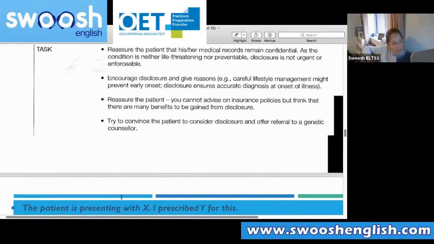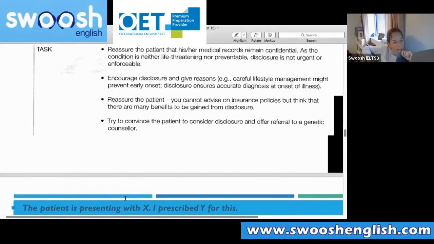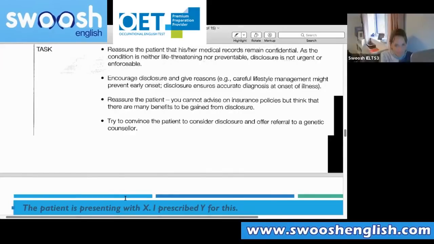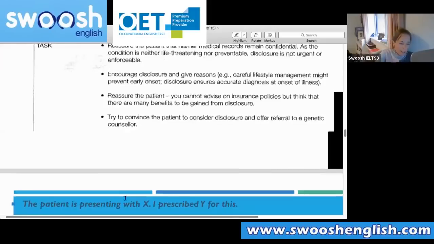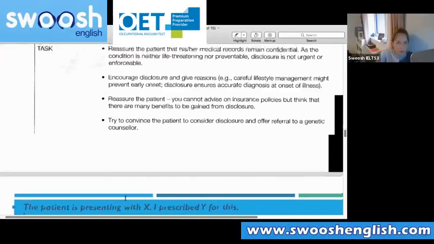Have a look at this. Can you see this sentence? Okay. So, it's 2 sentences, right? Can you join the 2 sentences? The patient is presenting with, for example, any disease for which he was prescribed any drug prescribed for this. Yeah, or for which I prescribed. Yes. Perfect, Malak. That's really good. Okay, that's exactly what I wanted.